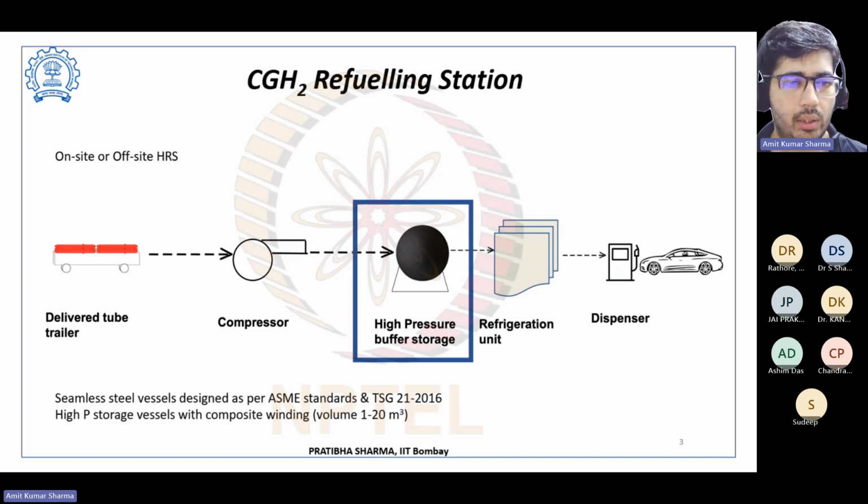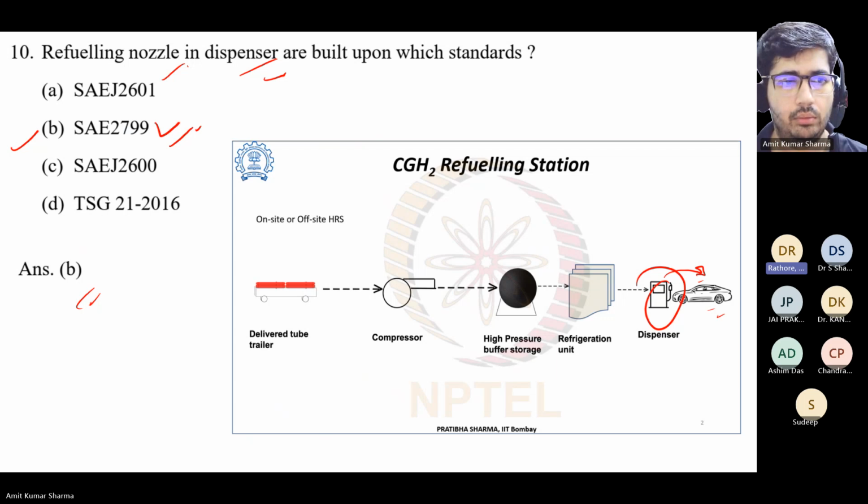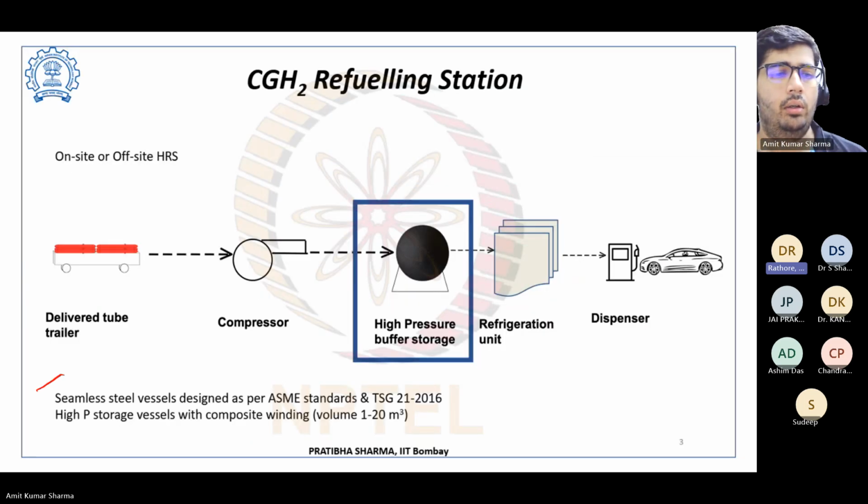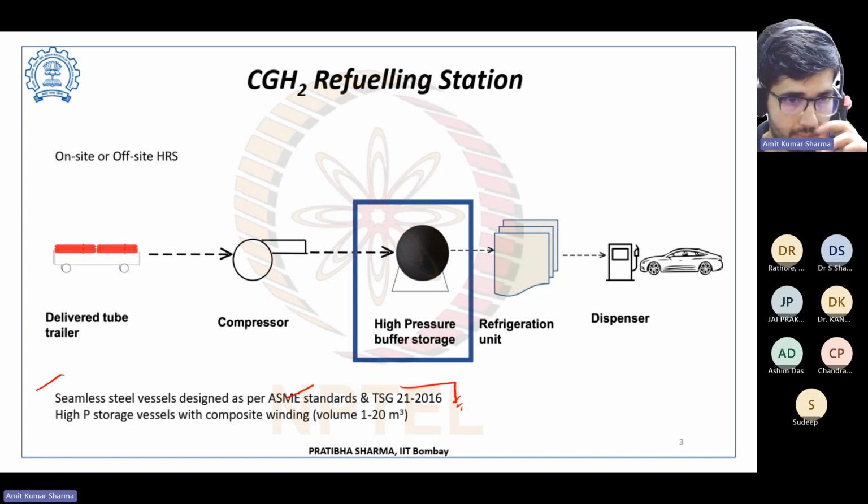So for the seamless steel vessel, the standard is SAE 2799, or J is missing, I don't know. I think yeah, okay, there is no J. Seamless steel vessels are designed as per ASME standard and TSG 212016. So they are the standards for seamless steel vessels for high pressure storage.